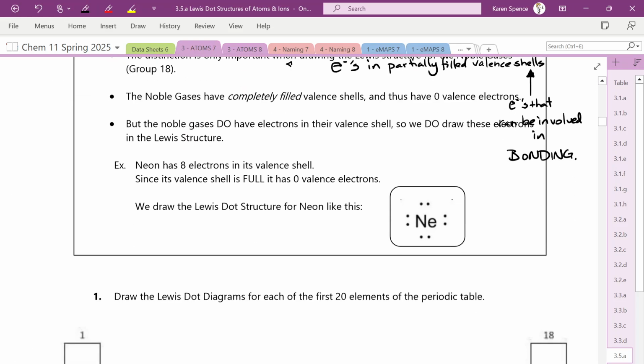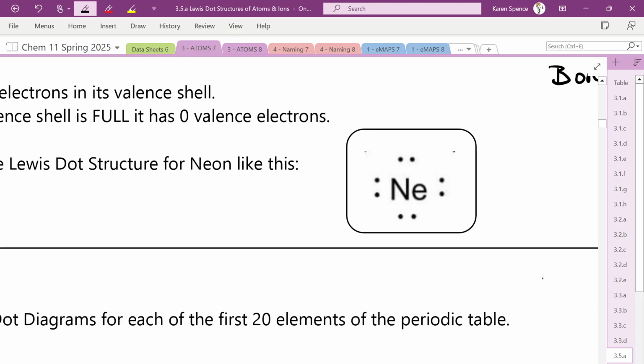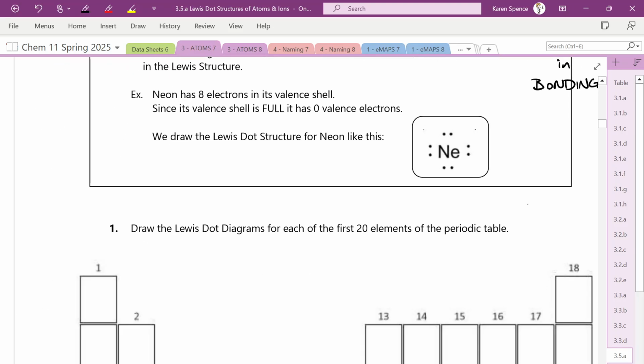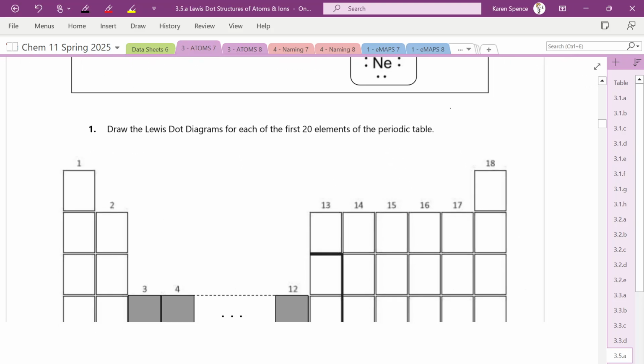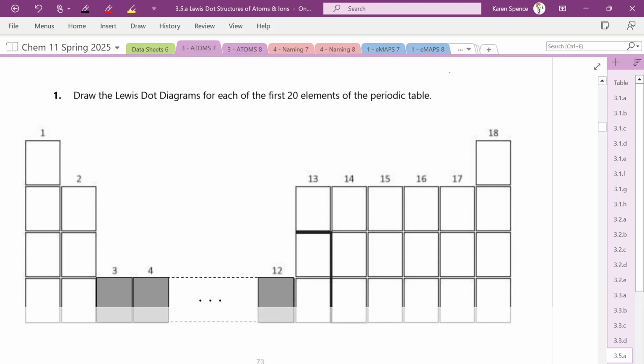Okay, so here is neon. You can see it has 8 electrons. Excellent. What you guys are going to do now is, as quick as you can, draw the Lewis dot diagrams for the first 20 elements. Yeah, I know. It's not going to take you hardly any time at all.